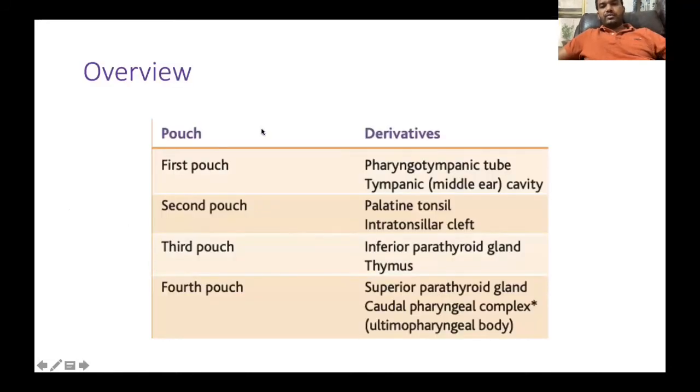So this is the overview of the derivatives of the pouches. The first pouch gives rise to the pharyngotympanic tube, also called the eustachian or auditory tube, and the medullary cavity and mastoid antrum. The second pouch gives the palatine tonsil and intertonsillar clefts. The third pouch gives the thymus gland and the inferior parathyroid glands. The fourth pouch gives the superior parathyroid gland and forms a complex with the fifth pouch for a short period, called the ultimopharyngeal body or caudal pharyngeal complex.